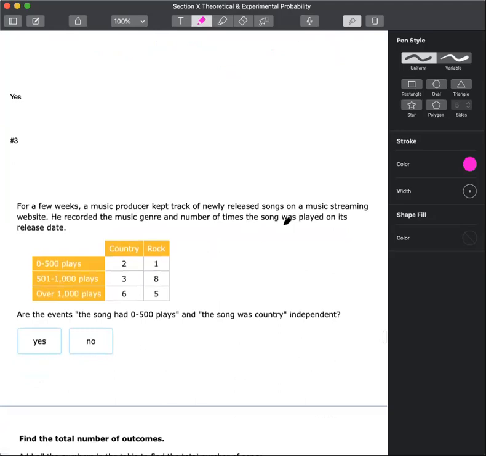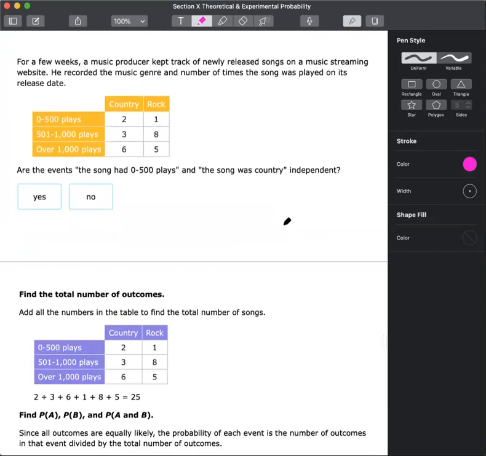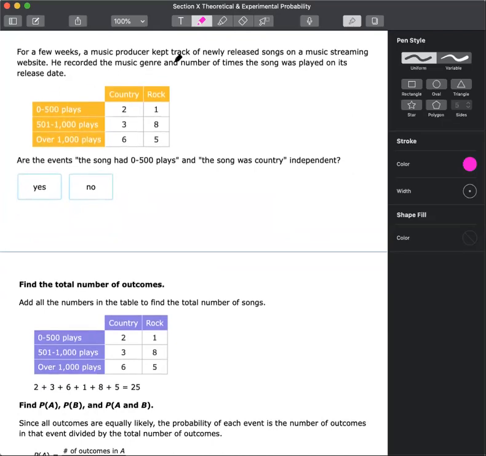All right, looking at one more, and this one is going to be using the tables. So for a few weeks, a music producer kept track of newly released songs on a music streaming website. You record the music genre and the number of times the song was played since the release date. The events are songs that have 0 to 500 plays, so that would be this category right here, and the song was country, so looking at this column right here.